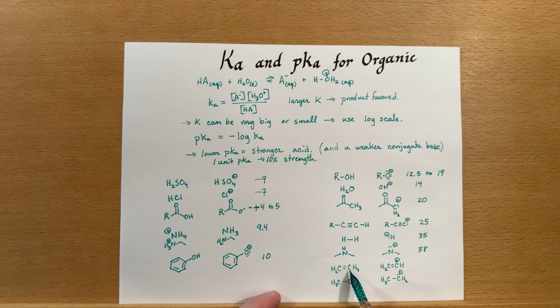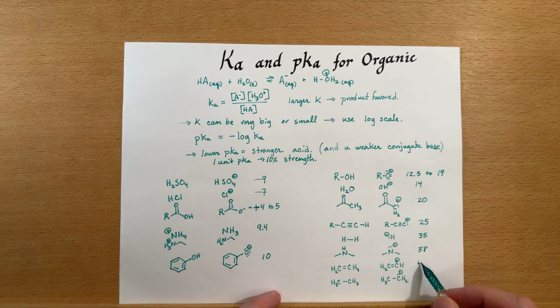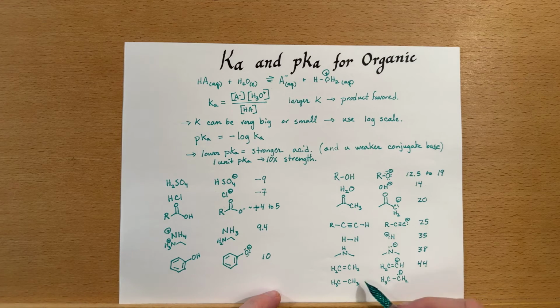So right next to our sp2 carbon, we pull one of those protons off. That's about 44. And then a fully saturated hydrocarbon has a pKa of 50. So very, very difficult for this to be an acid.